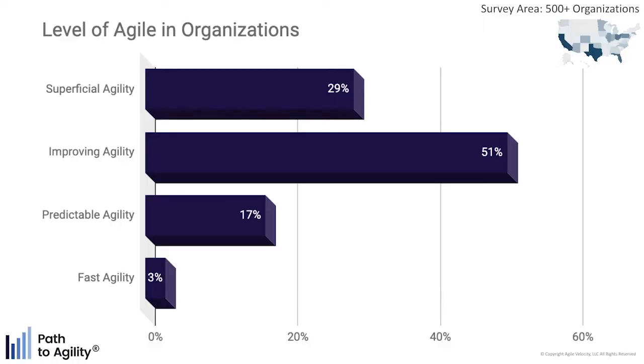The premise of why we created the framework is that many organizations are struggling to achieve the full value of agility. We see a lot of organizations. I've been doing the survey for the last year and a half, and we've got 500 organizations who have said that they're doing more superficial agility than fast agility or predictable agility. And we're seeing organizations that are struggling to achieve all the things that agility promises.